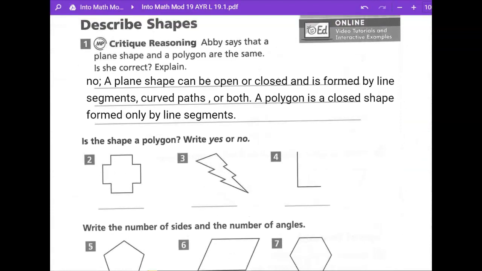All right, so here is your reason for number 1. No, she's not correct. A plane shape can be open or closed and is formed by line segments or curved paths. And polygons are only closed shapes and they have line segments. So there's no openness in a polygon and there are no curved paths in a polygon. Go ahead and continue with your homework.